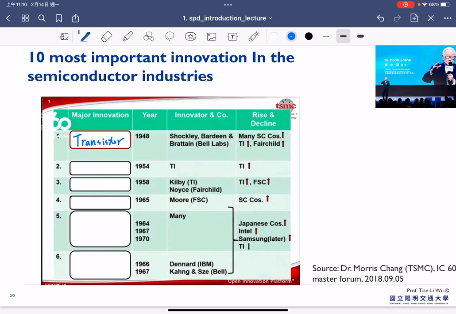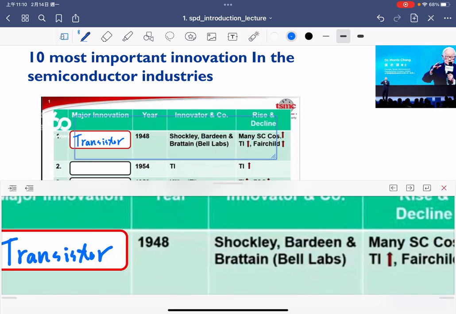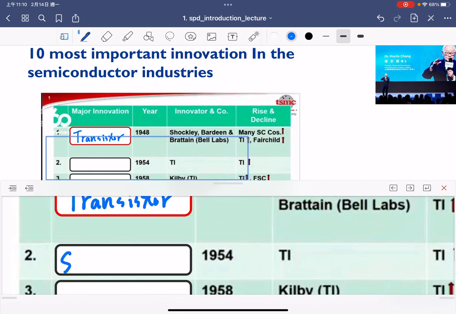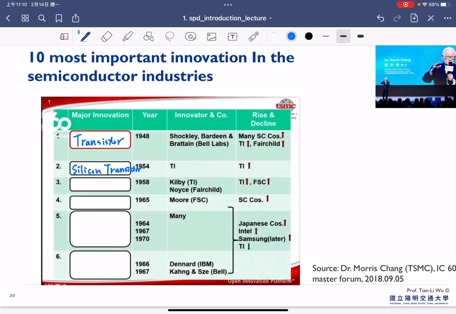The second one is that a few years later, we started to find a very good material called silicon. Silicon is one of the most abundant materials around the world, so we can use silicon to make a silicon-based transistor. The first transistor developed in 1948 was not made of silicon, it was made of germanium, and germanium is not a very stable material, not like silicon. So in 1954, we finally started to consider using silicon to make the transistor.